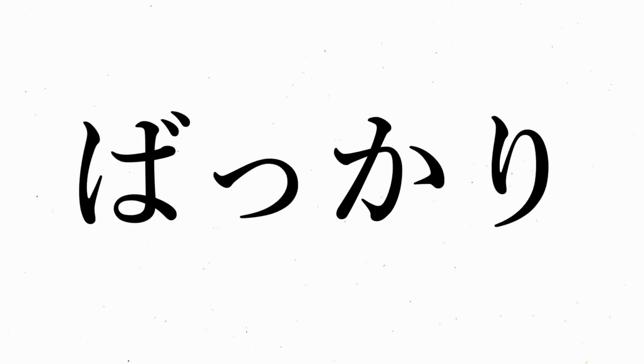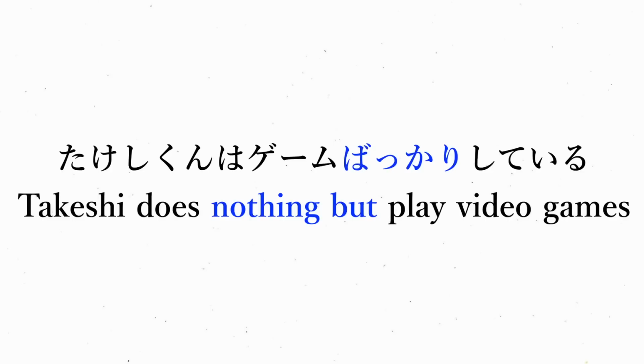Similar to shika, ばっかり also expresses limitation. It can be used with positive verbs and suggests that something might be excessive or happening continuously. たけし君はゲームばっかりしてる. Takeshi does nothing but play video games.